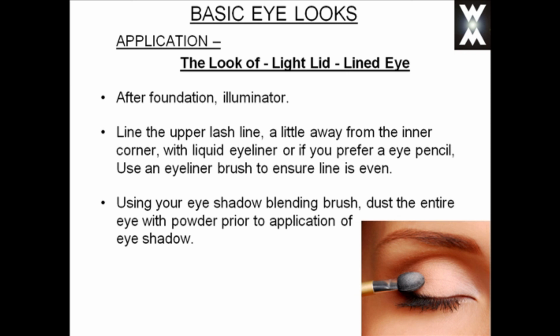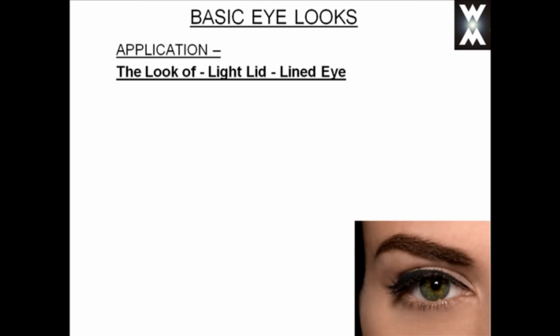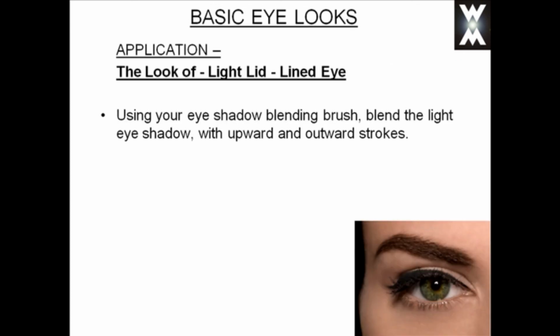We dust the eye entirely with our loose powder. Then, using an eyeshadow foam tipped applicator, apply a light eyeshadow over the entire eyelid and a highlighter or lighter shadow under the brow. Using your eyeshadow blending brush, blend the light eyeshadow with upward and outward strokes.